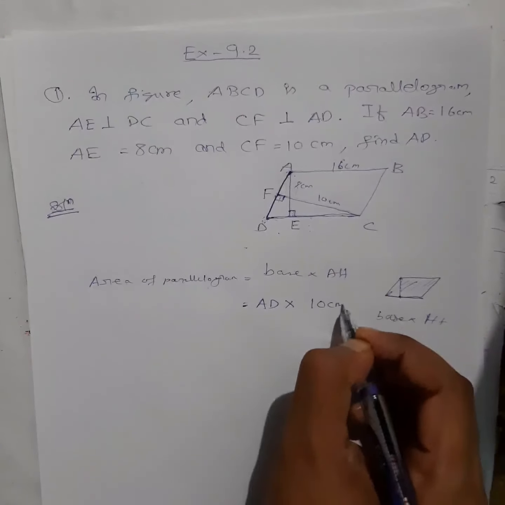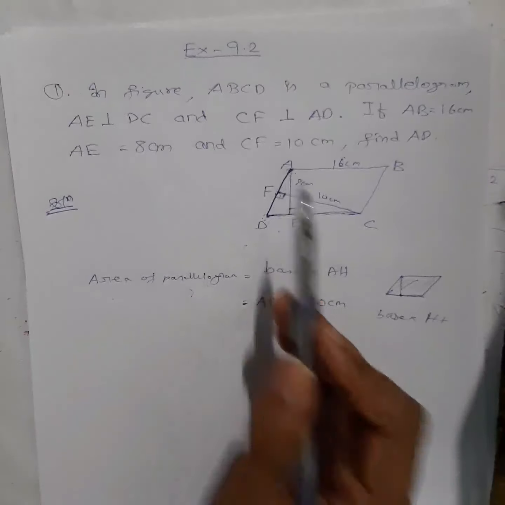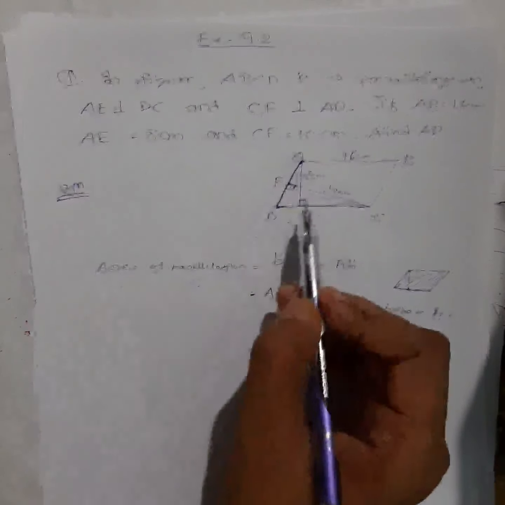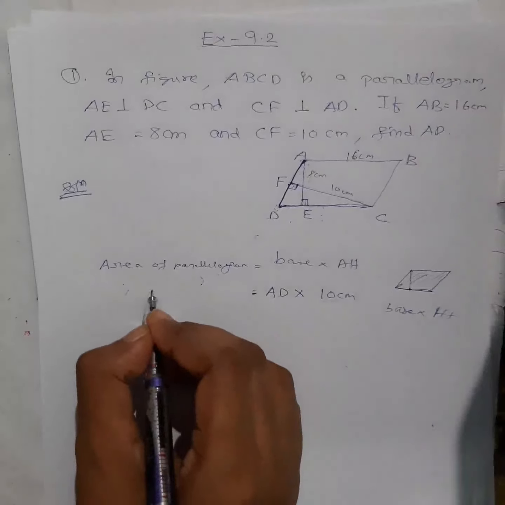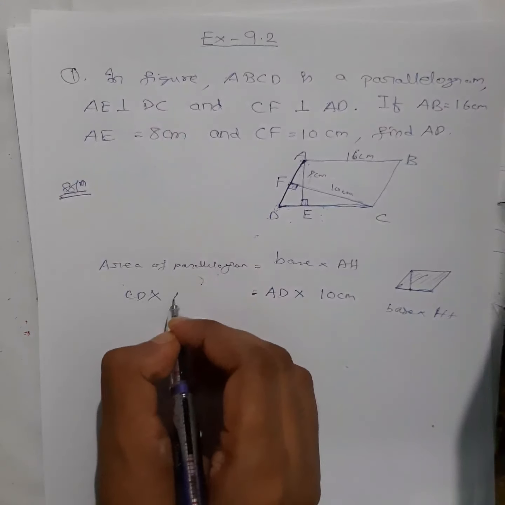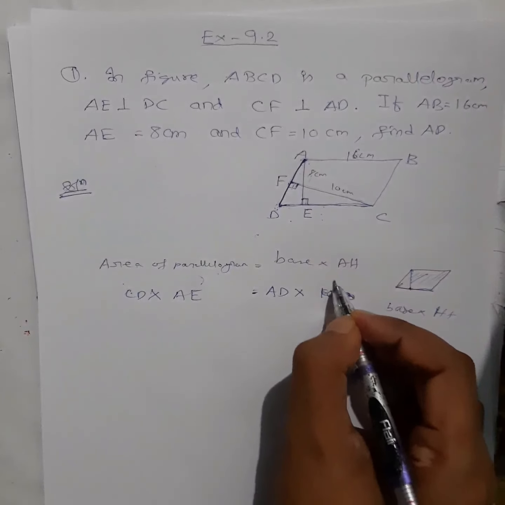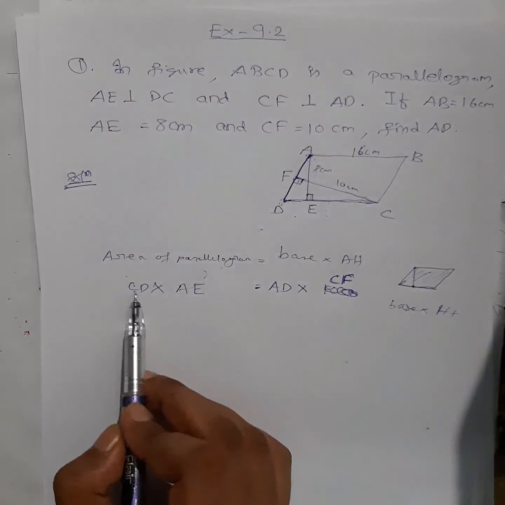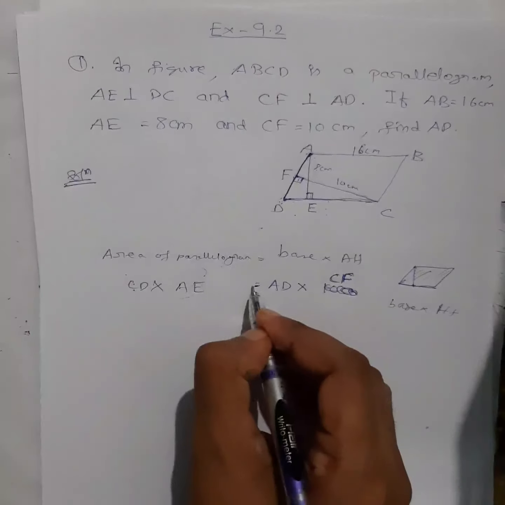10 centimeter. Now here, can I write the area in terms of this base and this height? Both will give the same answer, right? If I take this one as base and this one as height, then also the answer must be the same. Whatever you get here, you will get here also. So can I write base, that is CD into AE? Instead of writing 10 here, let me write down CF first. Can I write the area of the parallelogram this way also? Both will be the same.